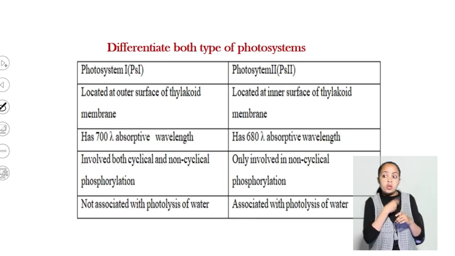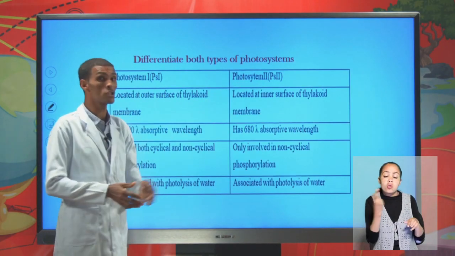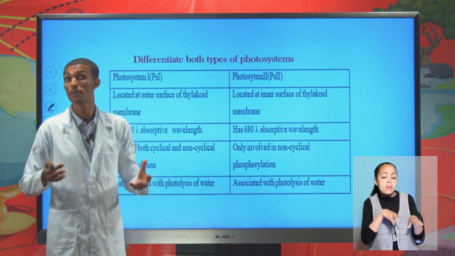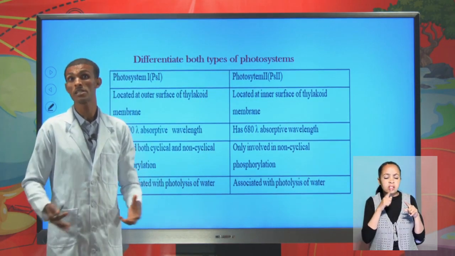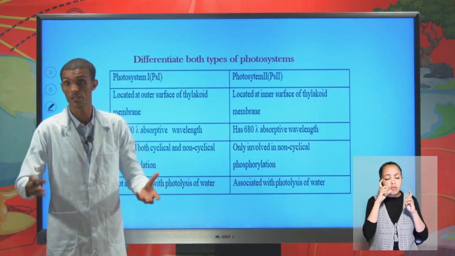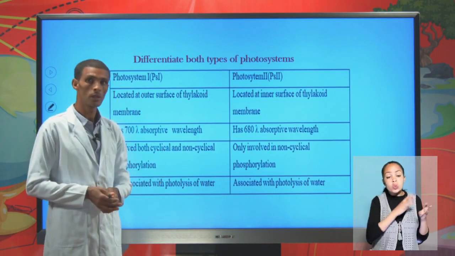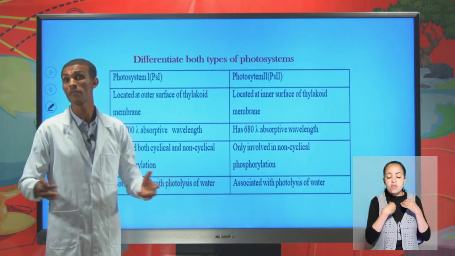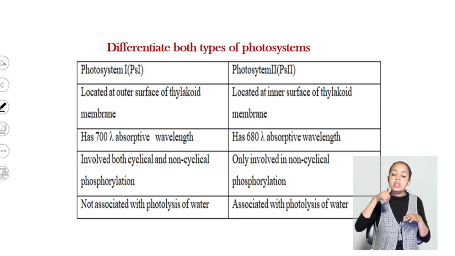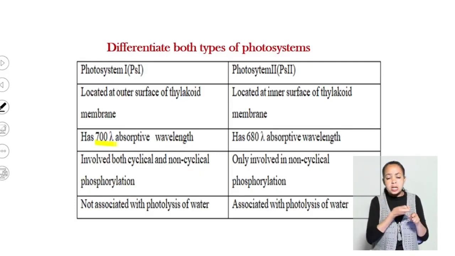When we see, there are two types of photosystem in the thylakoid membrane. These are photosystem 1 and photosystem 2, which have different absorptive wavelengths. These both types of photosystem absorb with different absorptive spectra that make the system of photosynthesis efficient and effective.